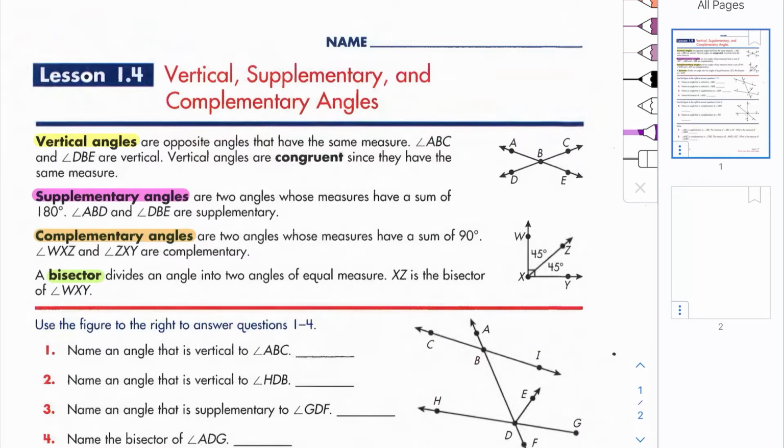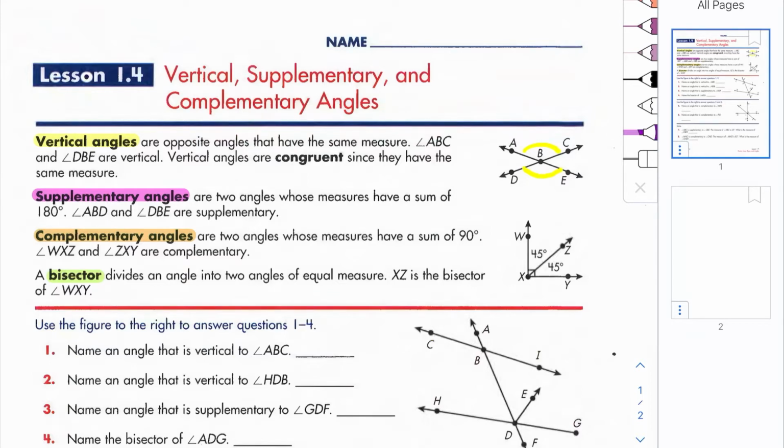So in our example to the right, we have a pair of vertical angles, ABC and DBE. To know which angle it's talking about, just follow the three letters A, B, C, D, B, E, and that'll show you the location of your angle. So these two angles form a pair, and this pair of angles are congruent since they have the same measure.